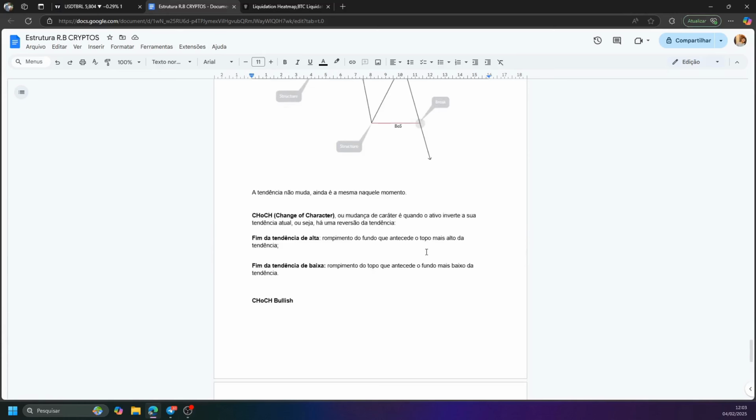The CHoCH is the opposite of that. The CHoCH means a change in character. It's when the asset reverses its current trend. In other words, when a trend reversal occurs. So whenever we have a bullish trend and the market breaks the low that precedes the last high, we have a bearish CHoCH, and the opposite is true.